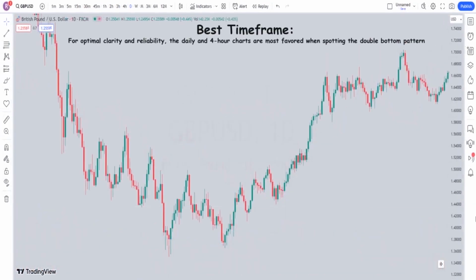Best time frame. For optimal clarity and reliability, the daily and 4-hour charts are most favored when spotting the double bottom pattern. How to trade the double bottom pattern?